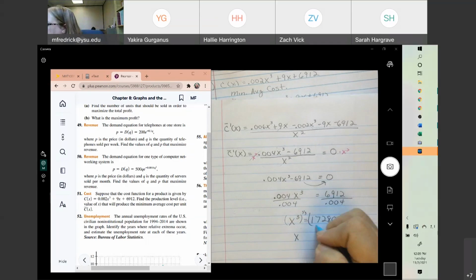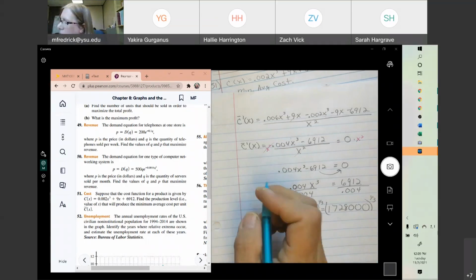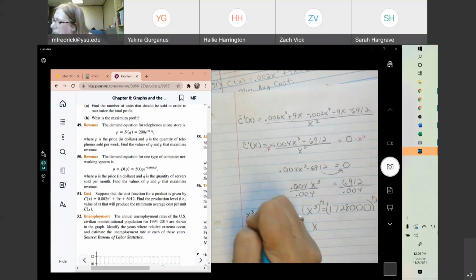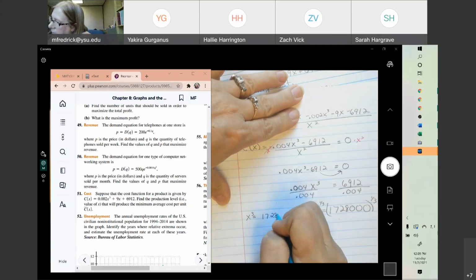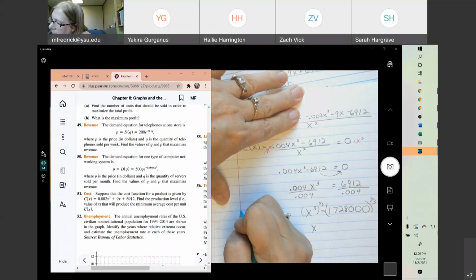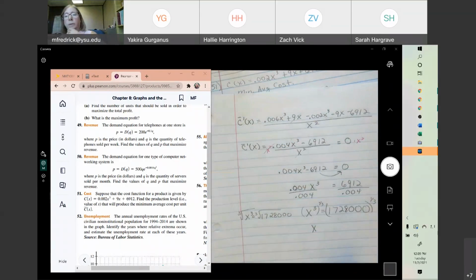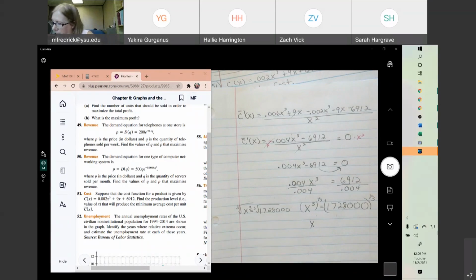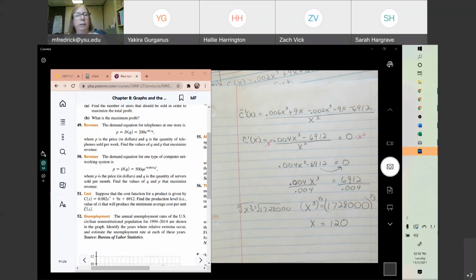So either way, you either take it to the third or you take the cubed root. And you get 120.